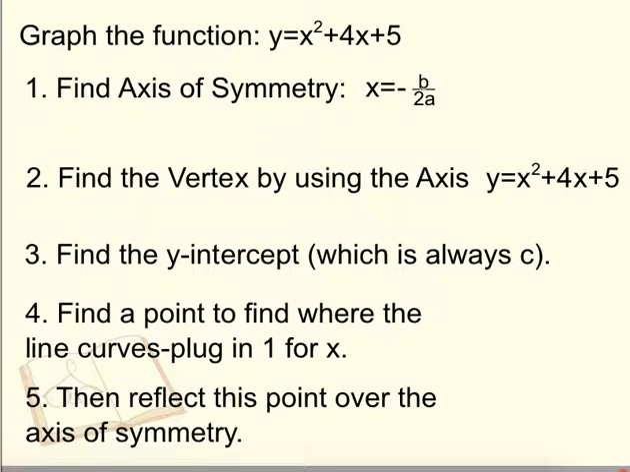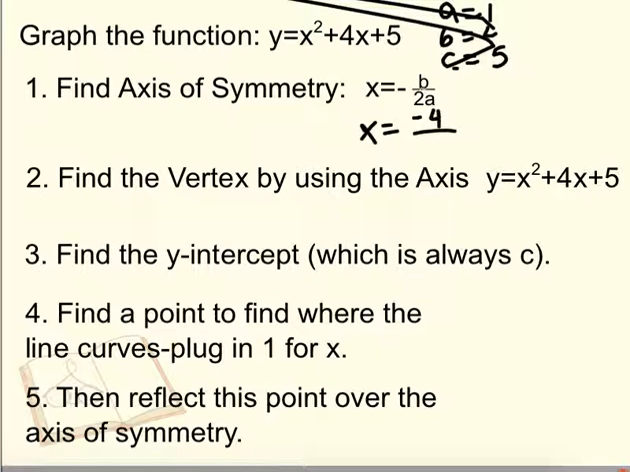y equals x squared plus 4x plus 5. So first we need to find the axis of symmetry, which means I'm going to be doing x equals negative b over 2a. Okay, so our a is 1, b is 4, and c is 5. So I'm going to be doing negative b, so negative 4 over 2a, which is 2 times 1, which simplifies to just negative 2. Meaning my axis of symmetry, that line where I have the same thing on the right and the left, is going to be at x equals negative 2.